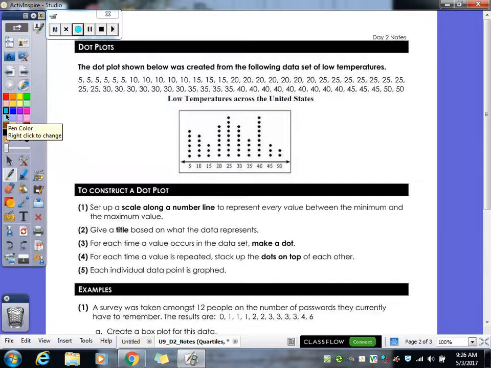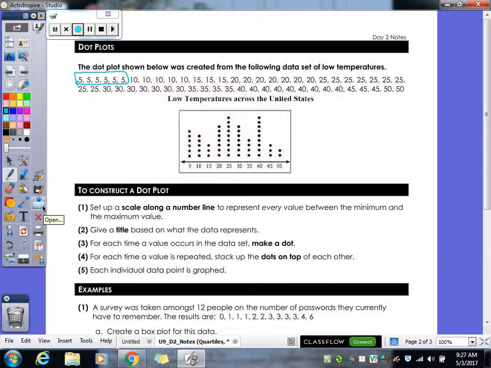So now this is an example of a dot plot. So what they did is they took all of this information here and they created a scale and they just put the dots above for how many there were. So the fact that there's 1, 2, 3, 4, 5, 6 dots above the 5 tells you that there were 6 5s in the data set. So the dots tell you how many of that number there were.